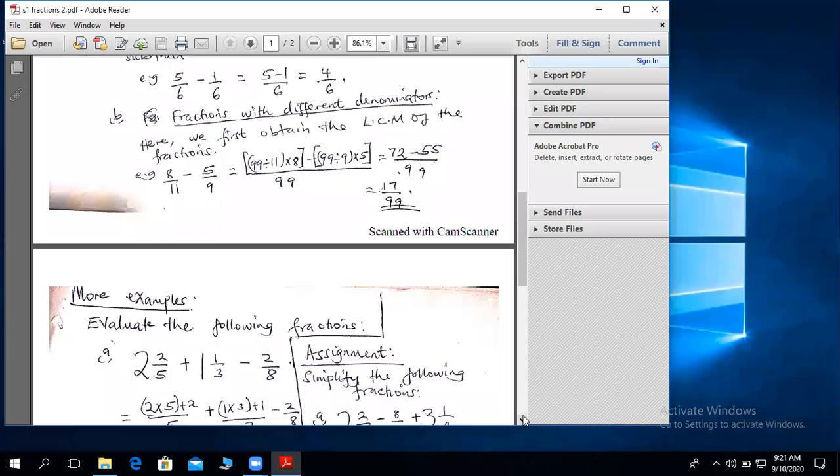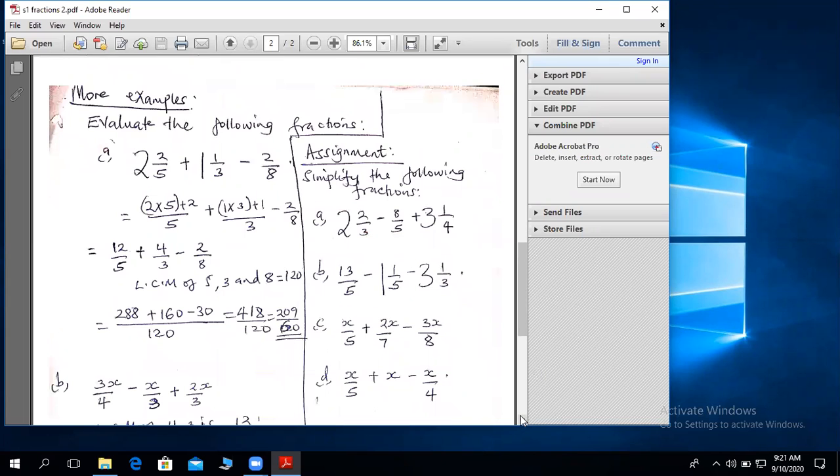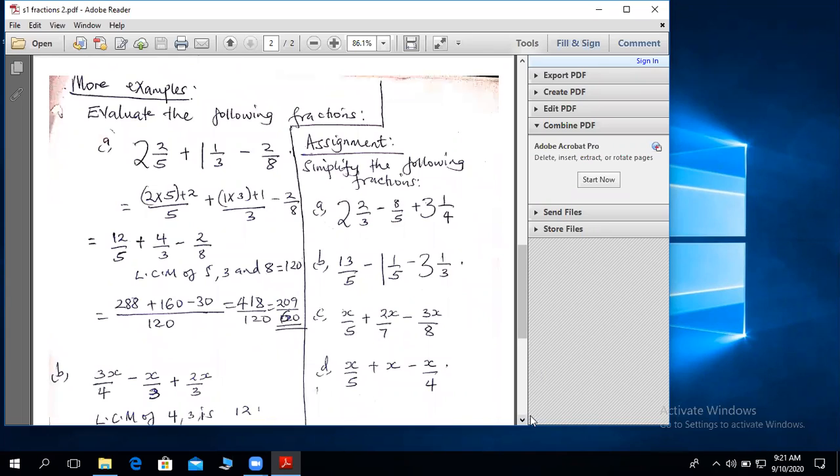Now, having understood that, I'm going to give you 2 more examples. And after the 2 examples, that's when I'll give you an assignment. The first example is here. In this example, I have 3 fractions. Now remember what I told you, the operation on addition and subtraction is the same. But when we add in division and multiplication, we may have to change. There we shall have to use BODMAS.